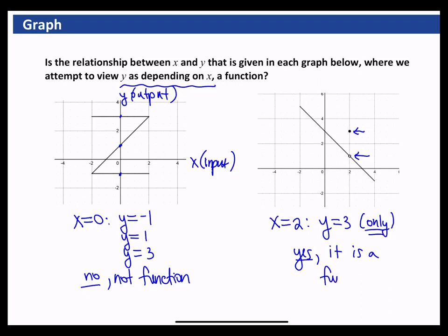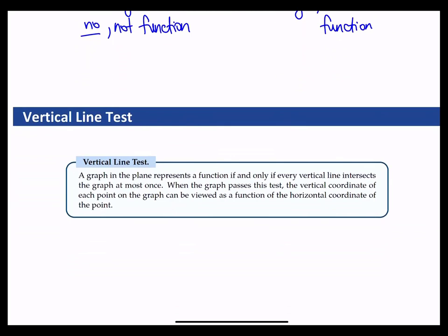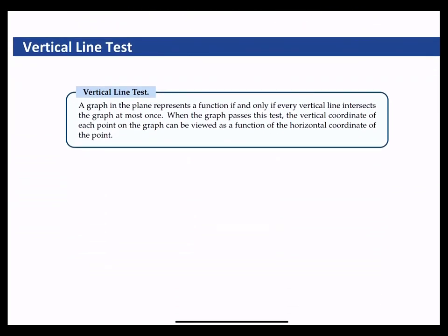Okay, this leads us to our last idea here for functions, and this is something that might be familiar to you from a previous algebra class, the vertical line test. A graph in the plane represents a function if and only if every vertical line intersects the graph at most once. Okay, so let's look back at our graphs that we had here.